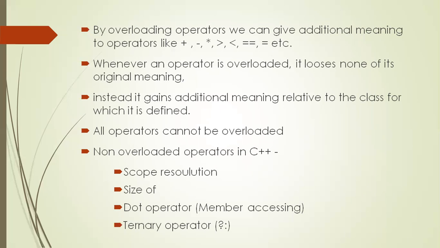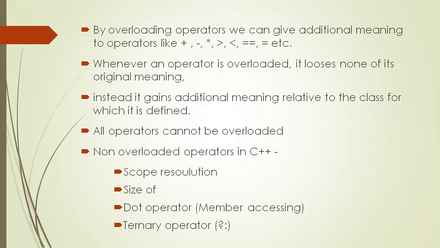Similarly, you can use the minus operator to subtract two integers, to subtract two float values, to subtract two complex numbers, etc. Star, you can use it for the addition of two matrices, for the product of two complex numbers, or for the multiplication of two integer numbers. Similarly, the greater than operator can be used for comparing two integers, comparing two float types, or comparing two dates, where dates are not a basic data type. If D1 and D2 are two objects of the date class, the same greater than operator can be used to check whether the first date is greater than the second date or not. So we are giving additional meaning to the existing operator.